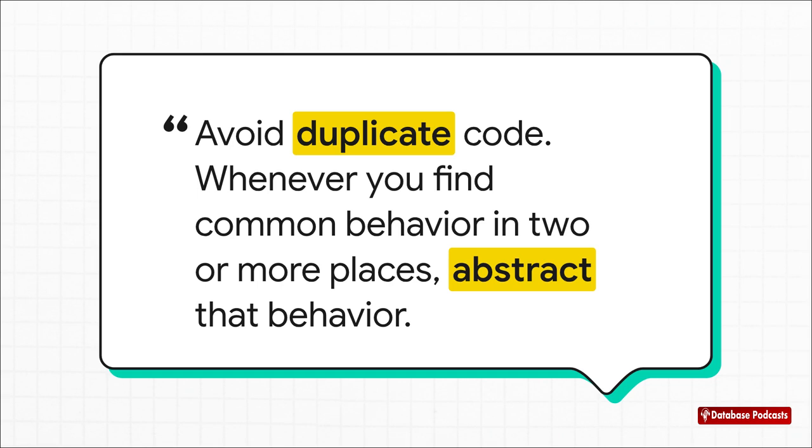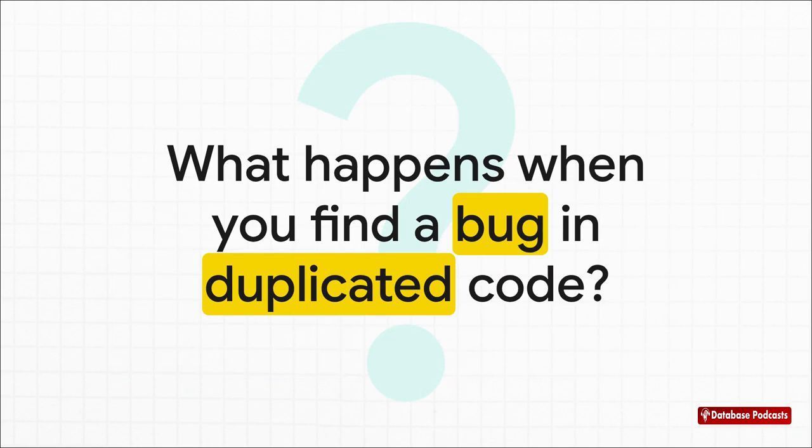The idea is that every single piece of logic in your system should have one and only one authoritative home. If you catch yourself writing the same bit of code in more than one place, that's your cue to stop and abstract it. So let's just play this out for a moment. What's the real damage when you violate the DRY principle? Imagine you've copied some business logic into 4 different places in your app.